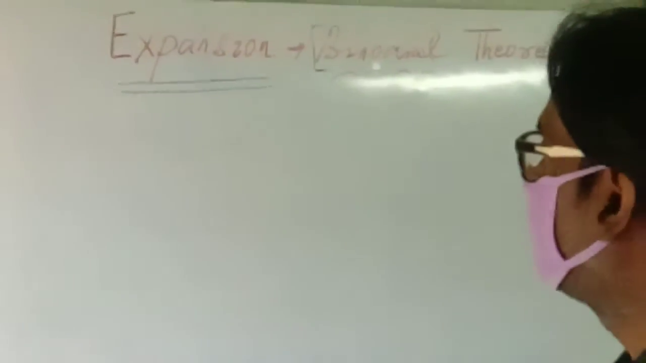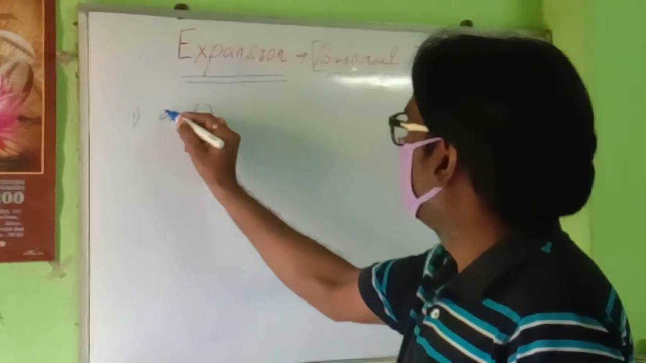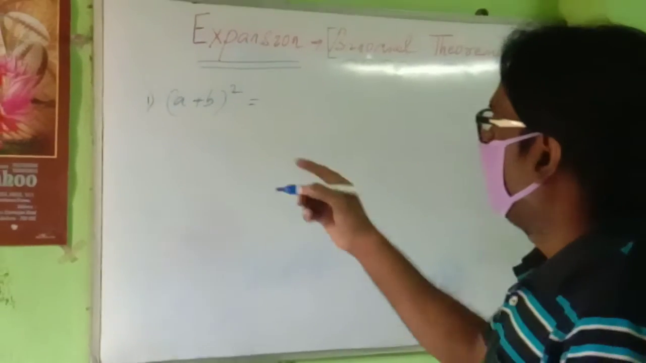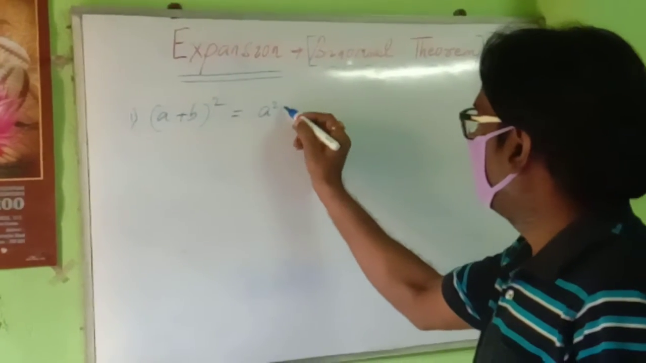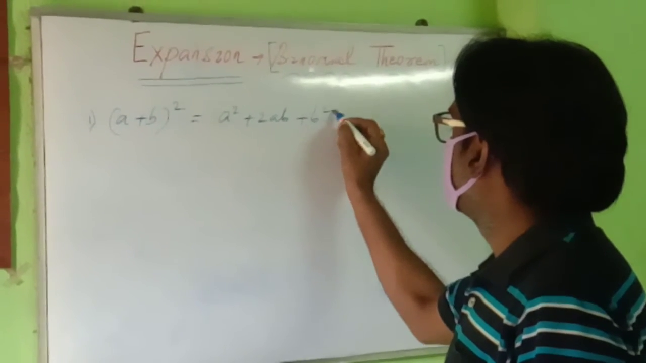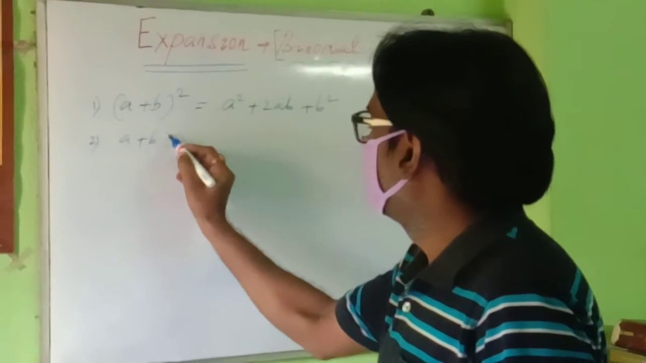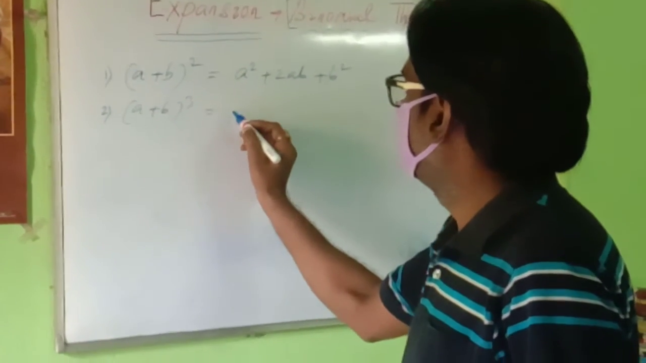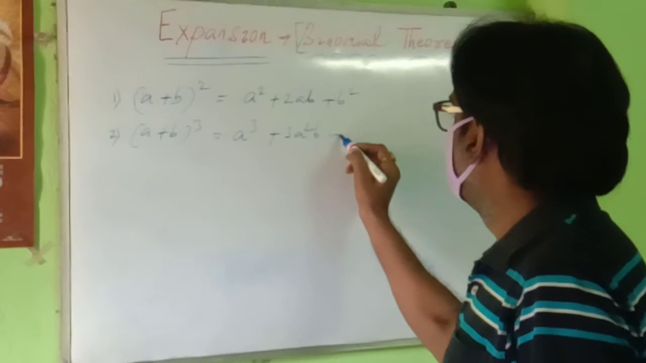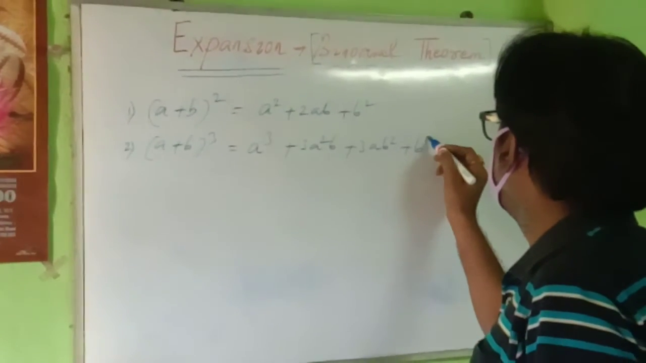Expansion means like a plus b whole square. What is the formula of a plus b whole square? In lower class you have done. A plus b whole square formula is a square plus 2ab plus b square. Same process, you tell, a plus b whole cube formula will be how much? A cube plus 3a square b plus 3ab square plus b cube.